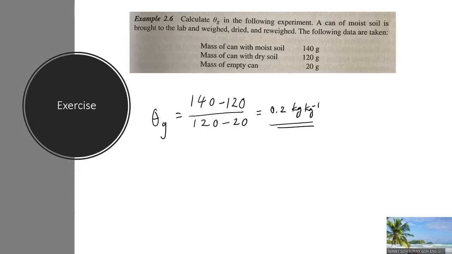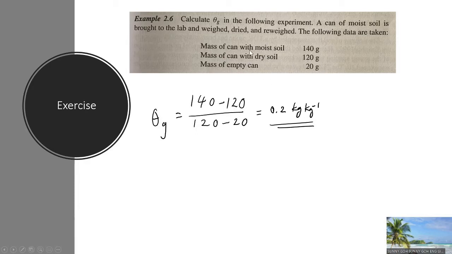Right, the slide here shows example 2.6, which calculates the gravimetric water content. A can of moist soil is brought to the lab, weighed, dried, and reweighed. The following data are taken: mass of can with moist soil is 140 gram, mass of can with dry soil is 120 gram, and mass of empty can is 20 gram.